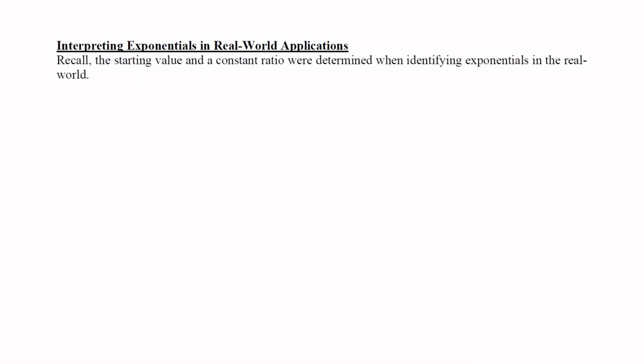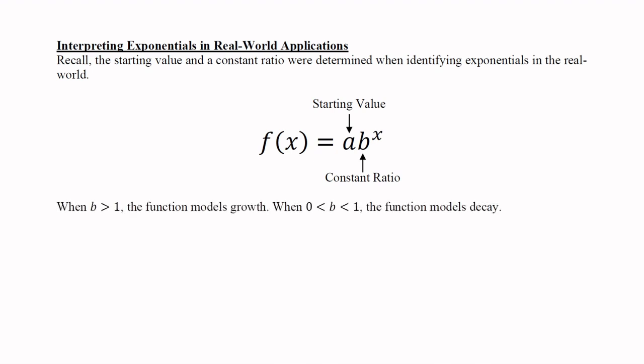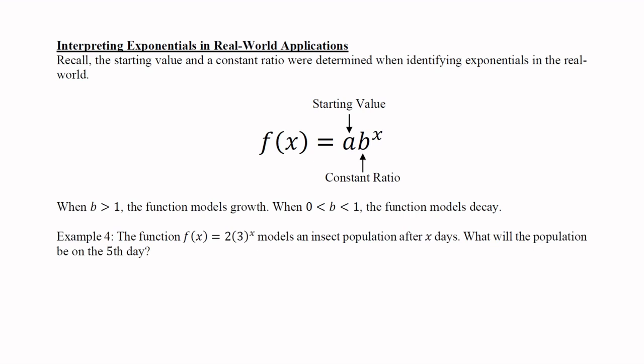Recall the starting value and a constant ratio were determined when identifying exponentials in the real world. A is your starting value, B is your constant ratio. When B is greater than 1, the function models growth. When B is between 0 and 1, the function models decay. So let's take a look at some examples where we delve a little bit deeper into the meaning of real-world functions. The function 2 times 3 to the x models an insect population after x days. What will the population be on the 5th day?